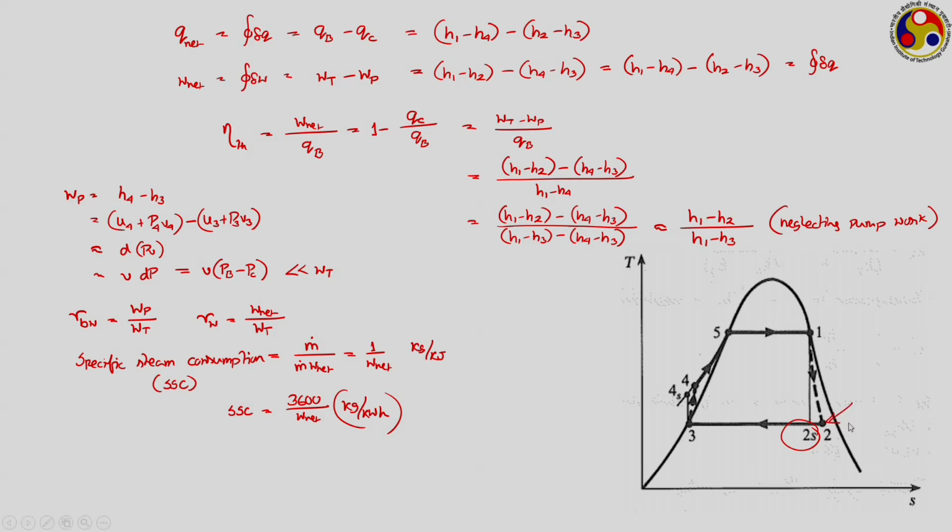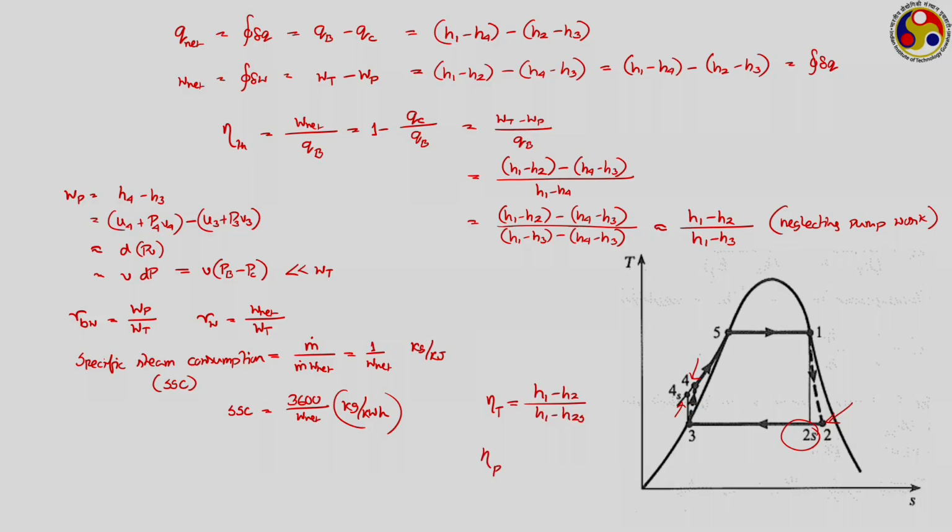Similarly, in the pump, if there is no irreversibility, we should have reached 4s, but because of the presence of irreversibility, we have reached point number 4. So here also we can define isentropic efficiencies. What will be the isentropic efficiency for the turbine? That is the actual work output divided by the ideal possible work output. So, it will be H1 minus H2 by H1 minus H2s.